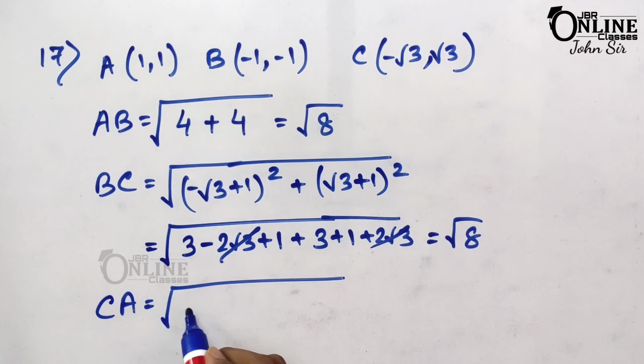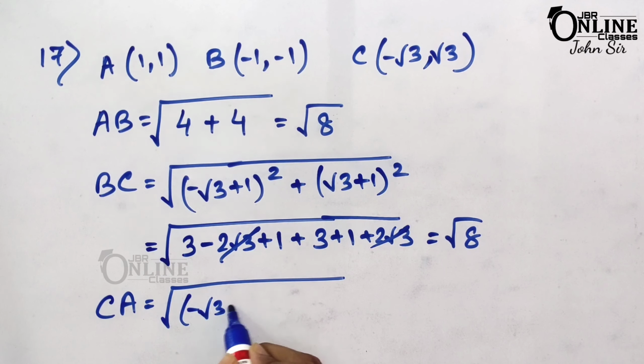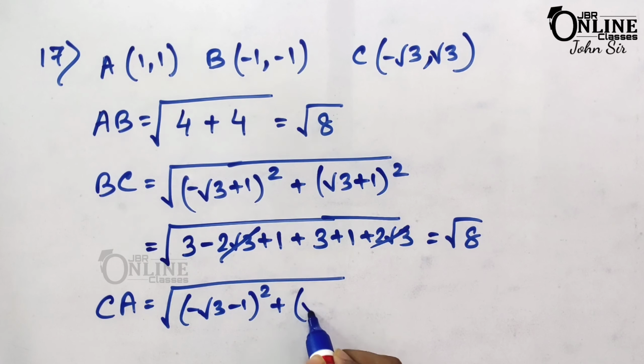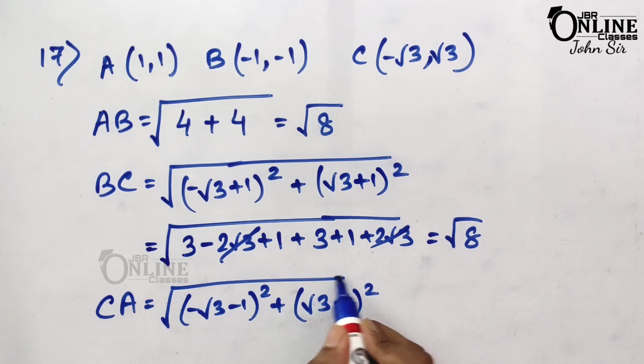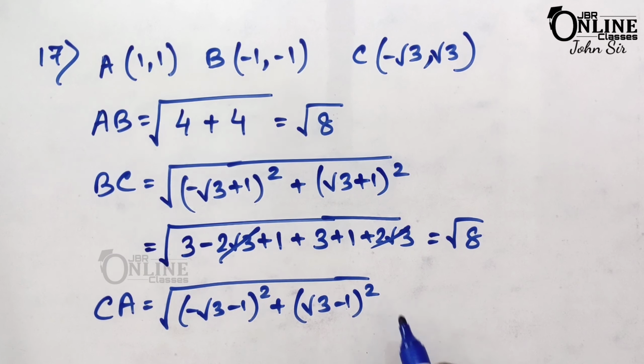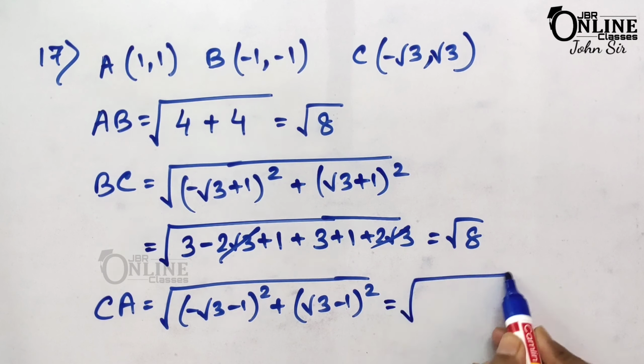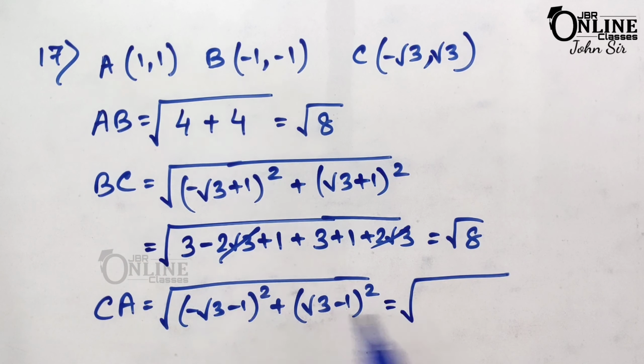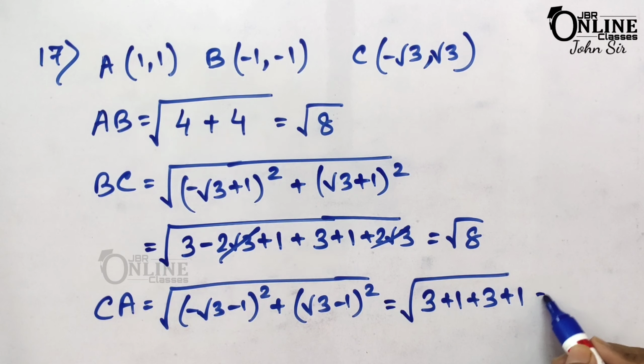So for CA same thing, minus root 3 minus 1 whole square, and again root 3 minus 1 whole square. Okay, so now if you break it down, you will get here as same as the previous one. So we will get also here 3 plus 1 plus 3 and plus 1, and 2 root 3 will be cancelled out because both are will be in negative sign. Sorry, one is positive sign and another one is negative sign. So now that one equal to also root 8.